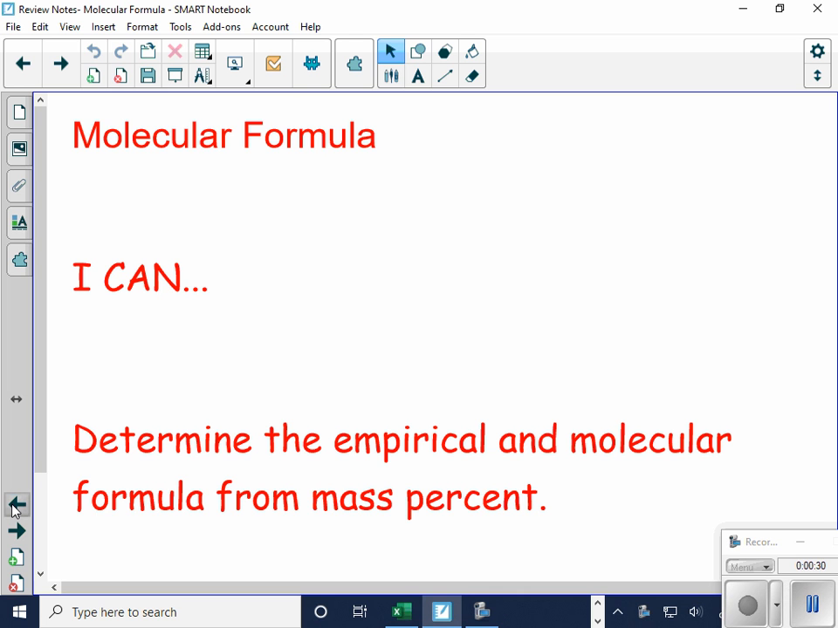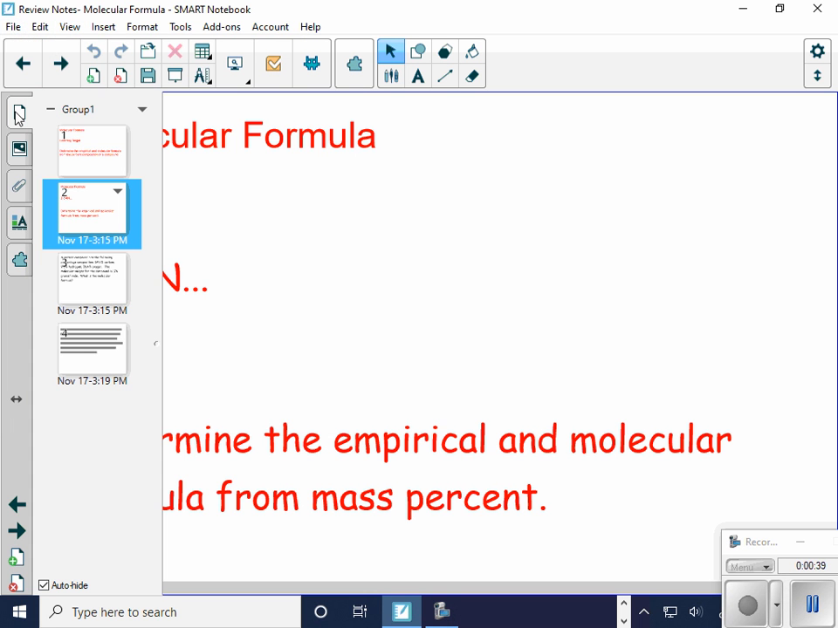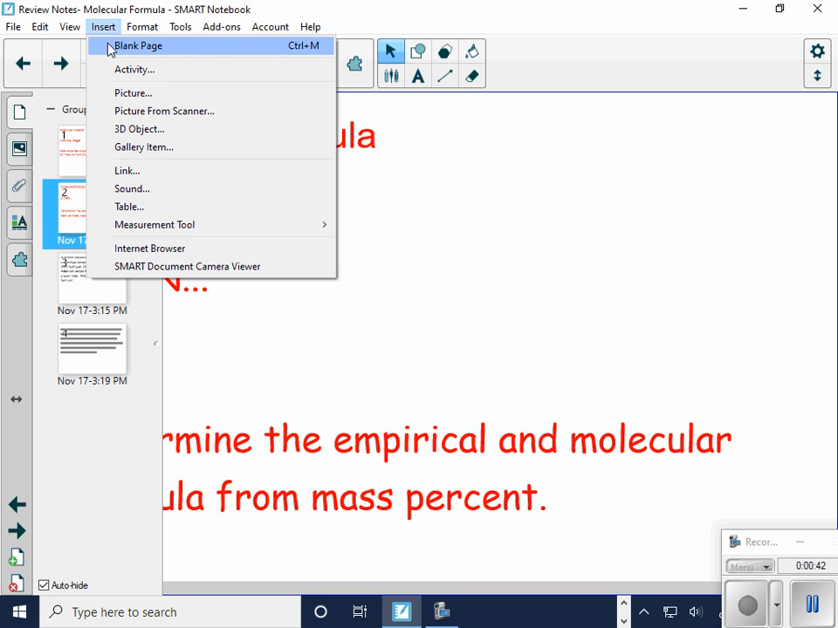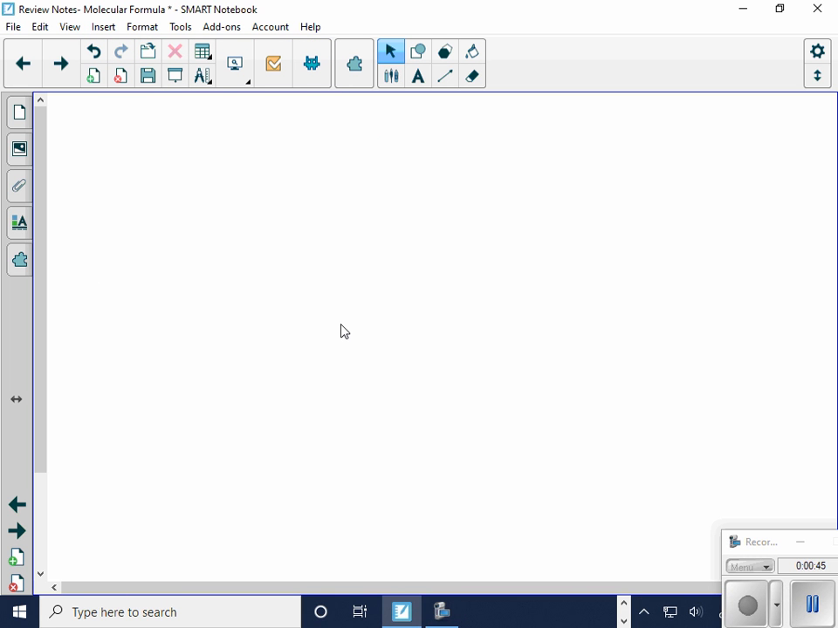Now, before we start out with this, I'm going to put a blank page in here. So we need to talk a little bit about the difference between an empirical formula and a molecular formula. What is the difference? Could it be the same? Could we have an empirical formula that is also a molecular formula? Could that happen? Absolutely.